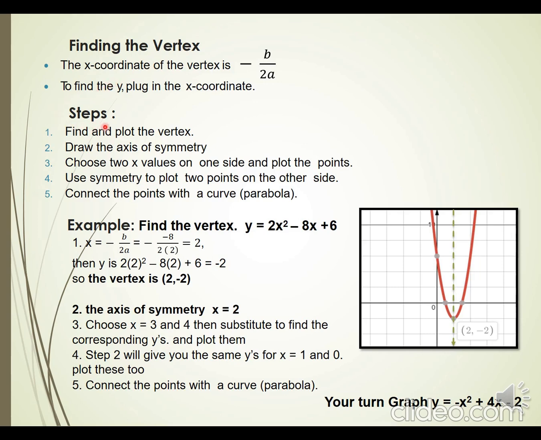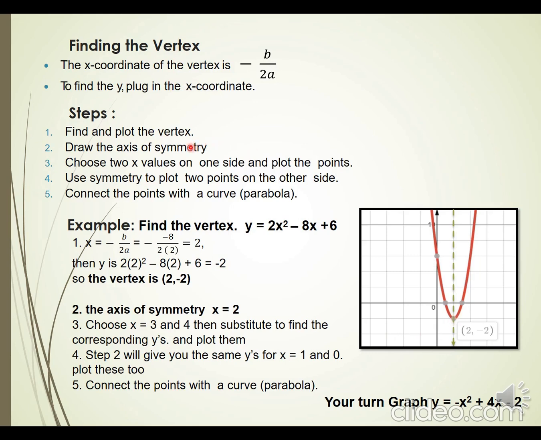I want you to remember the steps. Write them down at the top of your notebook. The steps are 5 simple steps. The first one is to find and plot the vertex. The minute you get these two things, you will have a point, which you graph on the grid sheet.